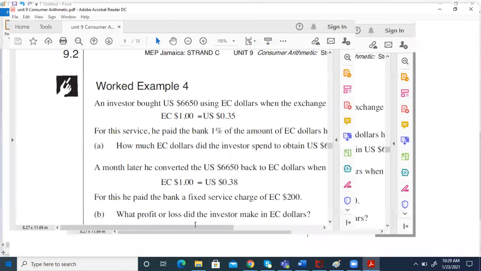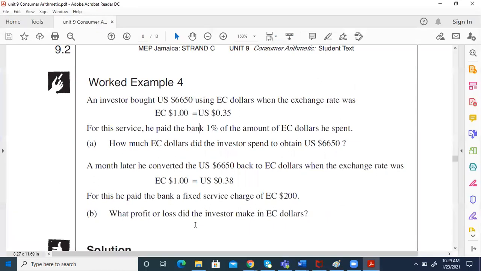All right, so the next question is: how much EC dollars did the investor spend to obtain that? We did that a while ago. Then a month later, he converted the 6,650 back to EC dollars when the exchange rate was this. For this, he paid the bank a fixed charge of $200. What profit or loss did the investor make in EC dollars? So he converted it back, right? And then they ask what profit or loss.